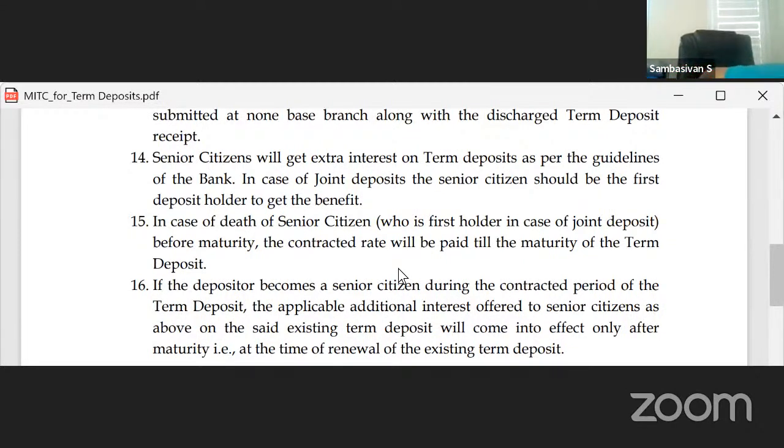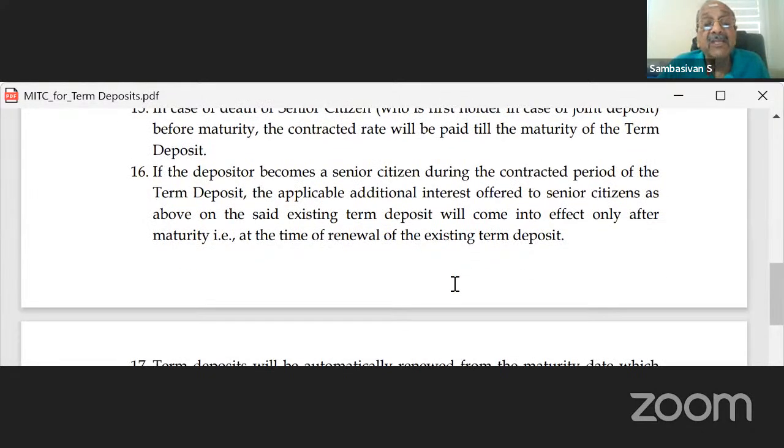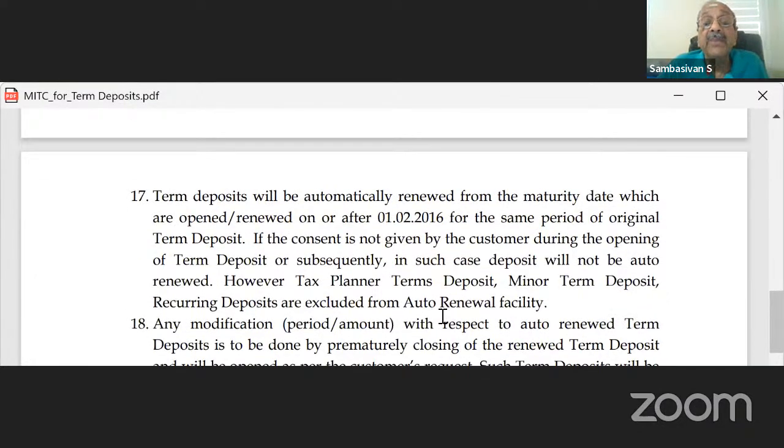That's a good thing. If the deposit is in the name of a first party who is a senior citizen, the second party may not be a senior citizen. Even then, till the maturity, that deposit will get interest at the agreed rate of interest. If the depositor becomes a senior citizen during the contracted period, then from the date he attains senior citizenship, the extra interest of 0.5% will be allowed.